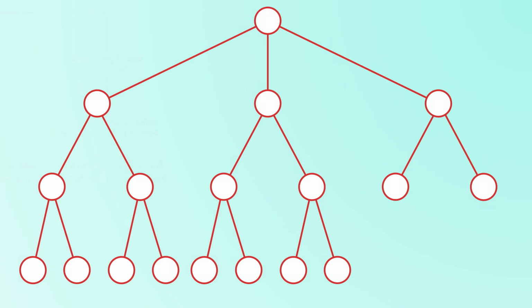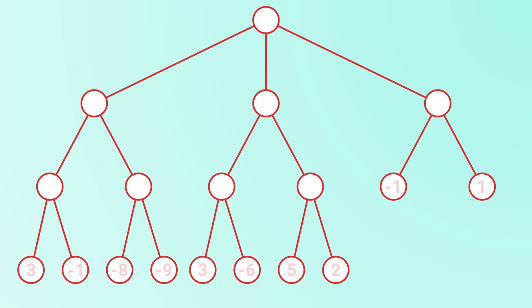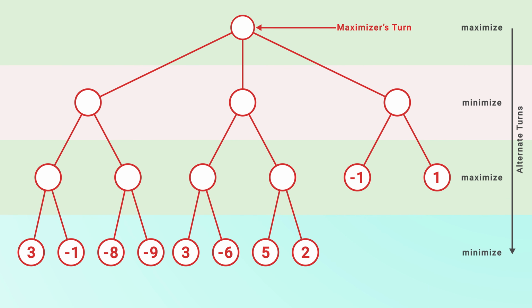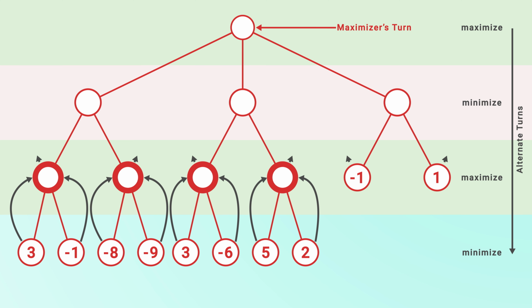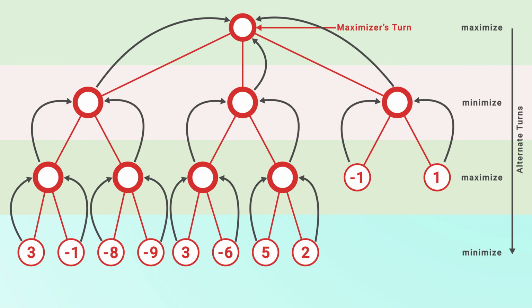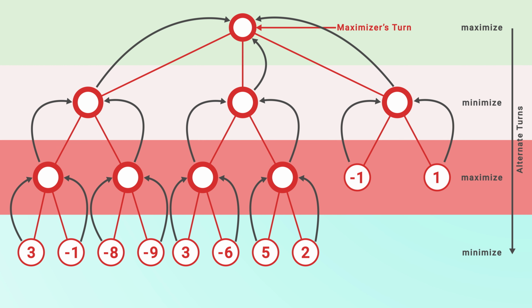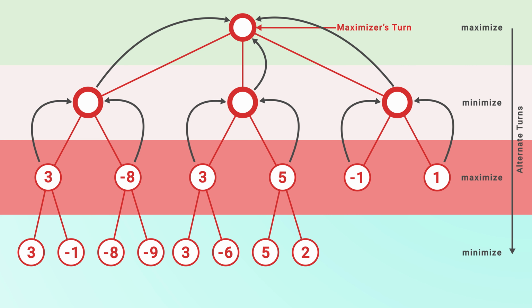Let's consider the following tree that has some values at the leaf nodes, and it's the turn of the maximizing player to choose between the three moves. From the leaf nodes, we can backtrack the values of the intermediate nodes. In this row, it's the turn of the maximizing player. It chooses the maximum value between 3 and -1. It will pick 3. Similarly, each node in the row does the same to choose the maximum value.